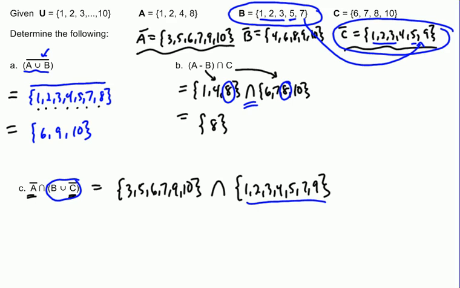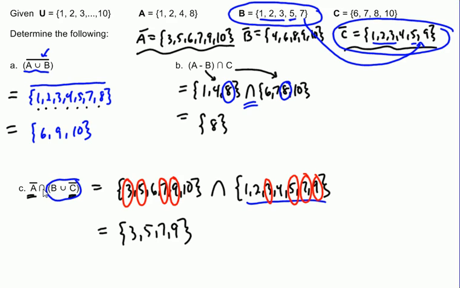Okay? And now the goal is to do the intersection of these two sets. So I'm going to look for common elements. I can see the 3, I can see the 5, I can see the 7, and I can see the 9. Okay? And that's how we do these set operations. Okay? They can get more complicated, but this is about as good as it gets.